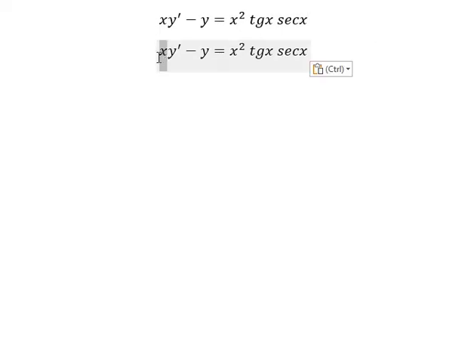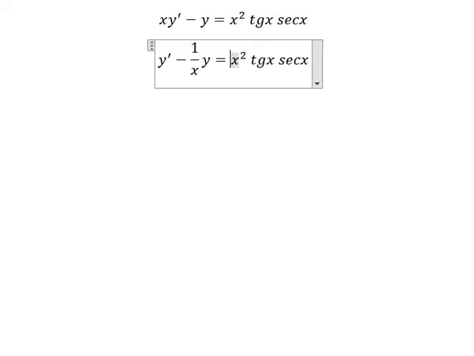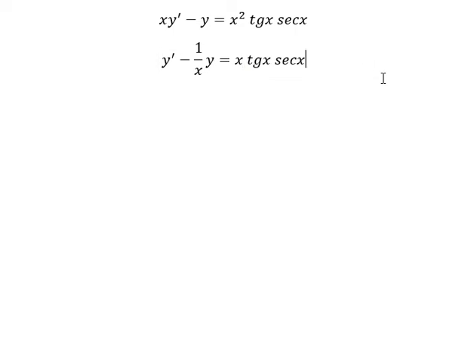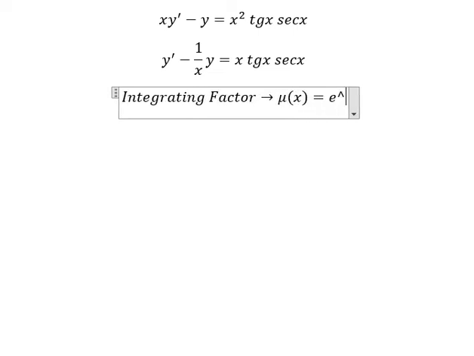We divide both sides by x. Next, we have y and first derivative of y. So in this situation, we can use an integrating factor. That means we need to use mu of x equals e to the power of the integration.